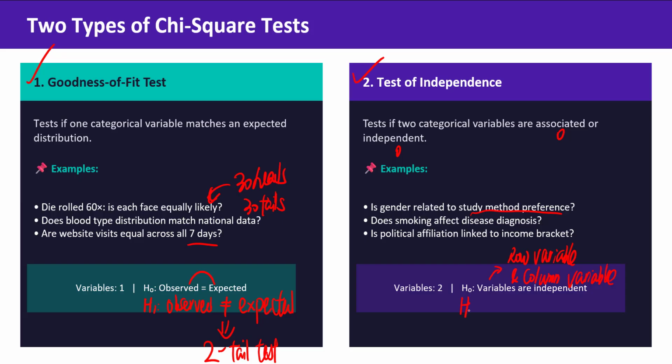And H1 is they are associated. So both variables are associated, meaning the row variable and the column variable are associated. Those two are the types of tests we're looking at.